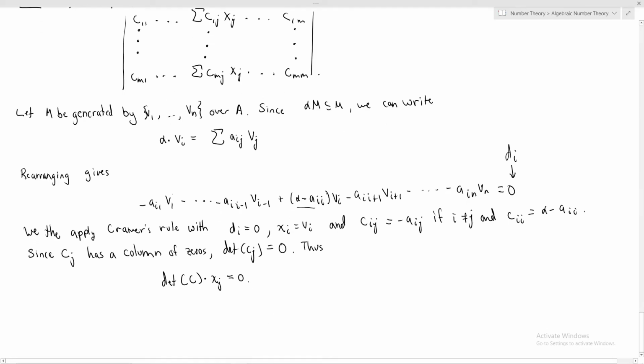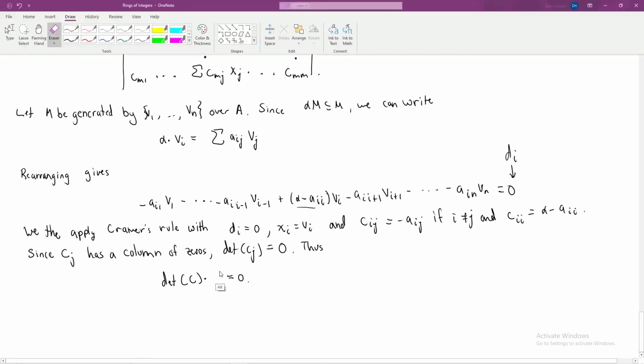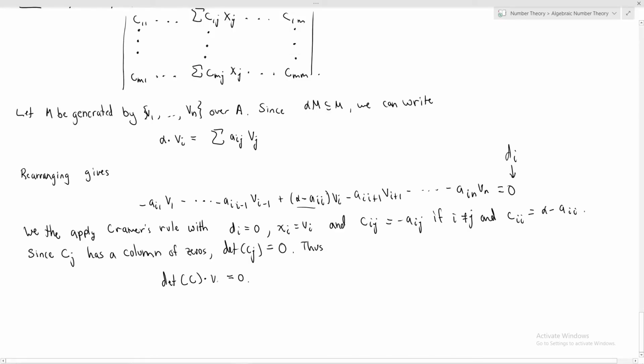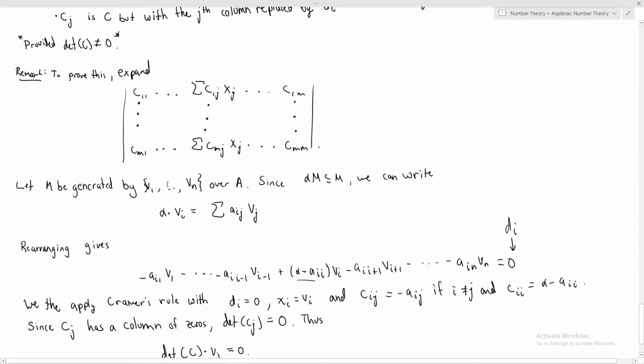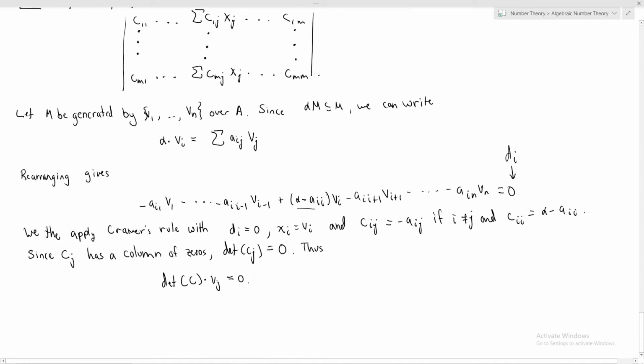Okay, so I guess x sub j should really be v sub j. And maybe I should have assumed this at the beginning. We can assume without loss of generality that these v sub i's are all non-zero. Choose non-zero generators for M. Therefore, since we're working in a field, this determinant actually has to be 0. Thus, the determinant of C equals 0.